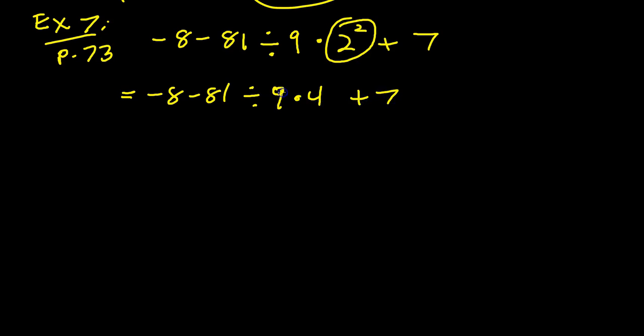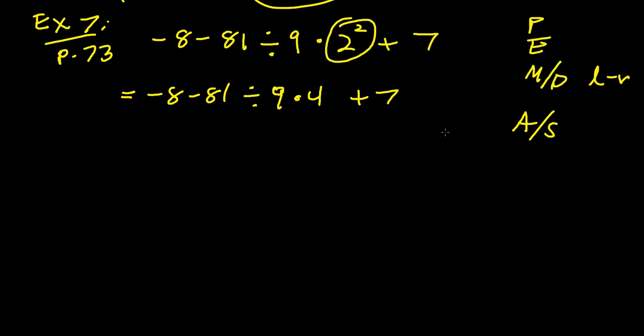Okay, it's a 9 there. All right, what next? Well, we got subtraction, division, multiplication, and addition. Again, it's multiplication or division, whichever comes first, left to right. Remember, PEMDAS in this fashion.